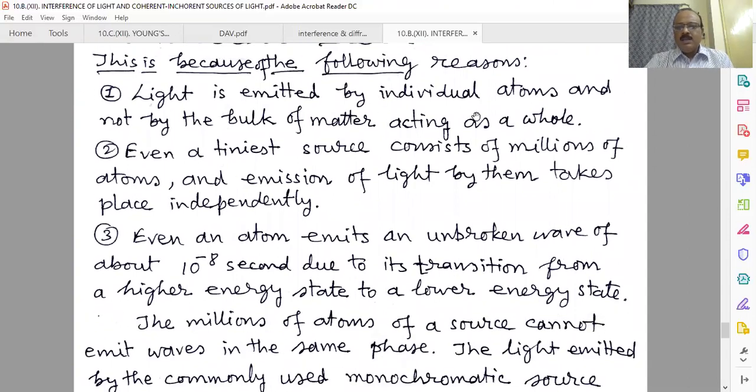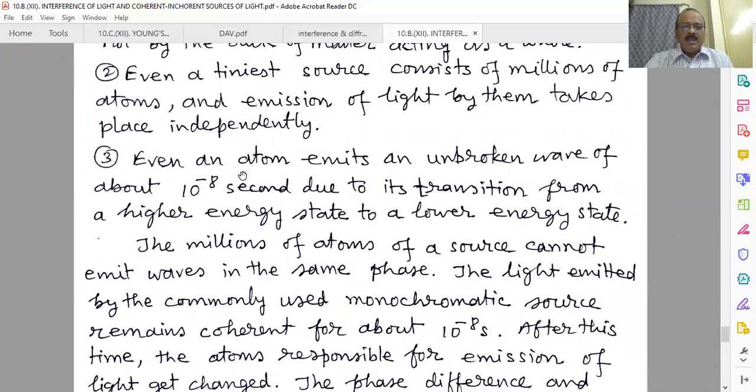Number one, light is emitted by individual atoms and not by the bulk matter acting as a whole. That means for any source of light, the ultimate source of light is the atoms or molecules. The light-emitting object as a whole does not emit the light. Number two, even the tiniest source consists of millions of atoms, and emission of light by them takes place independently.